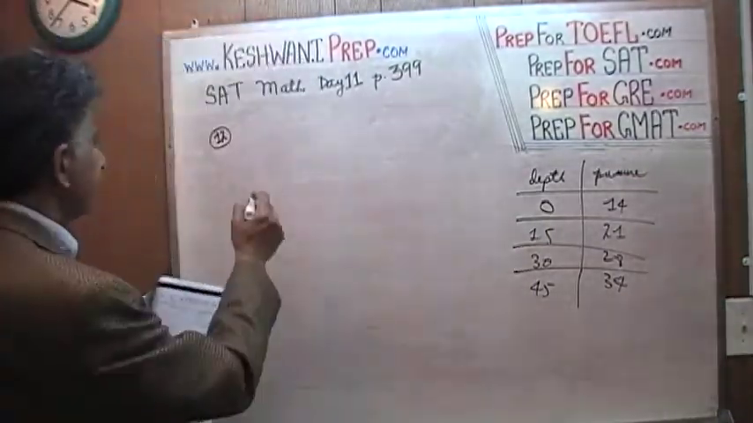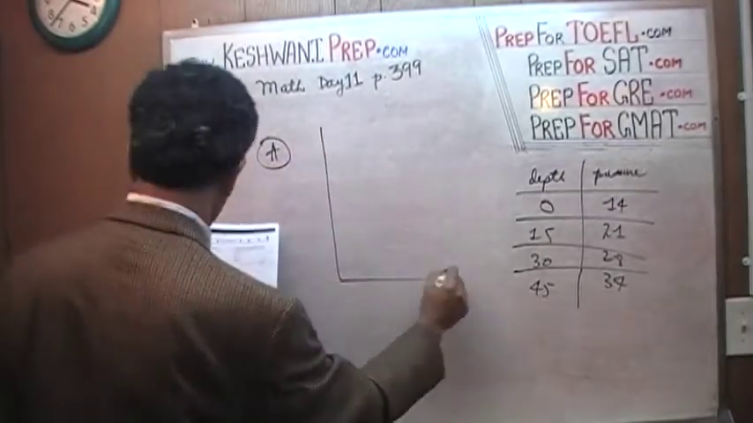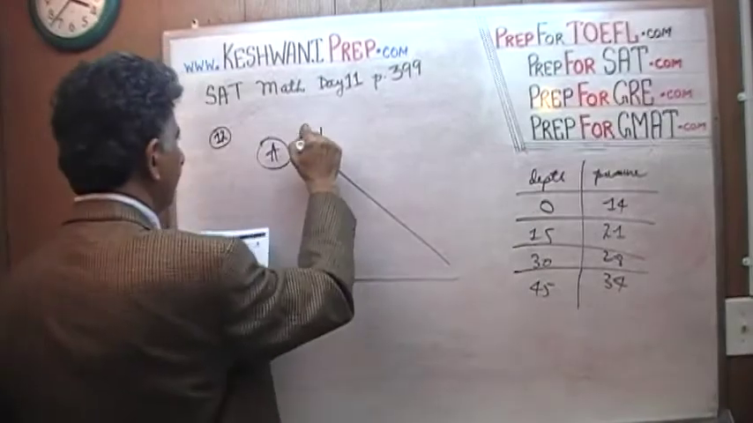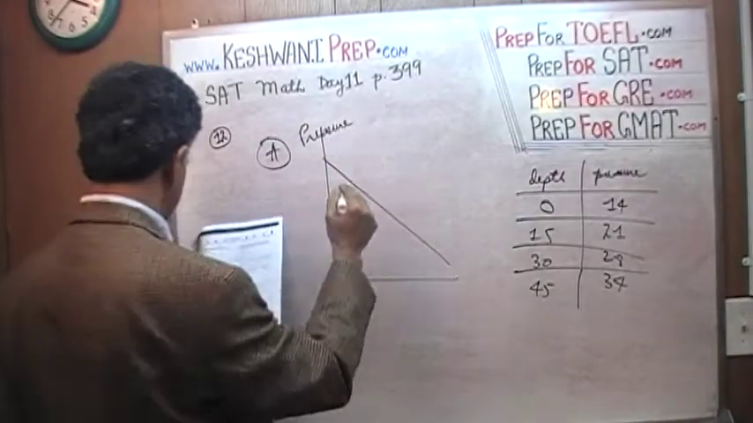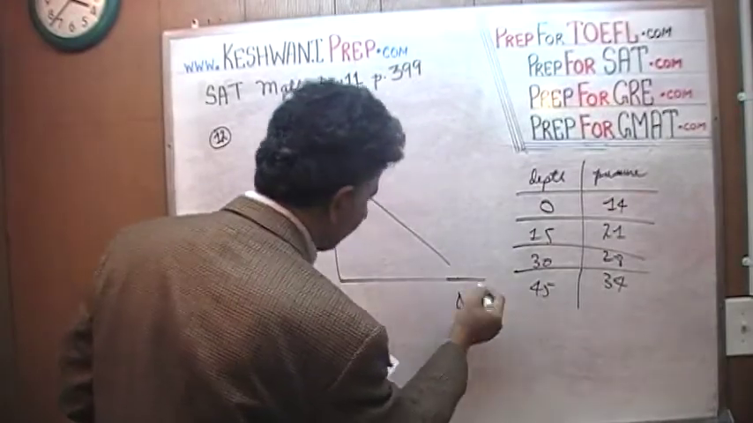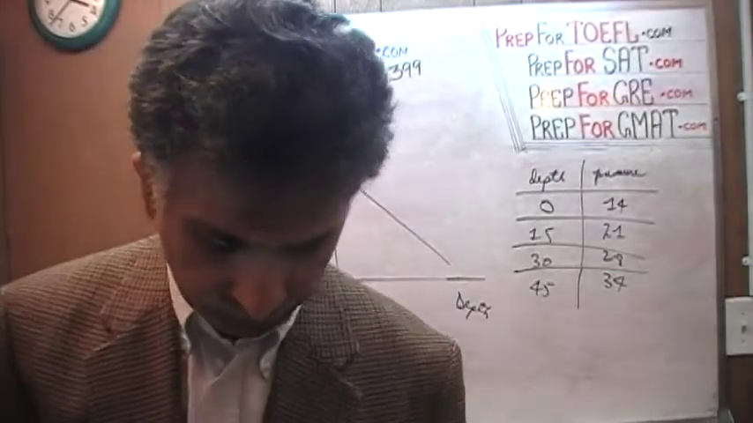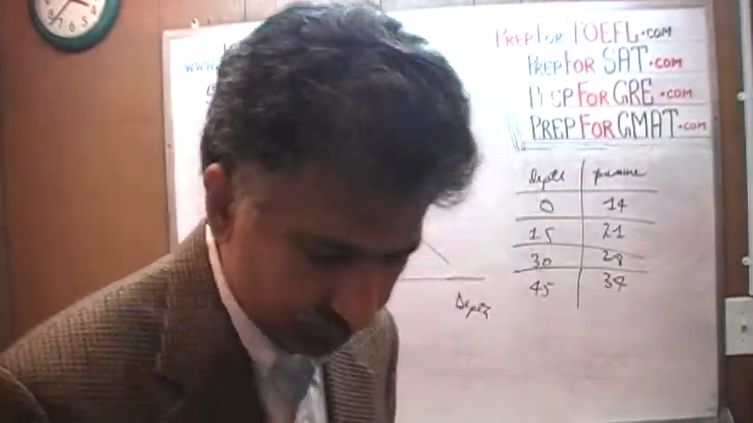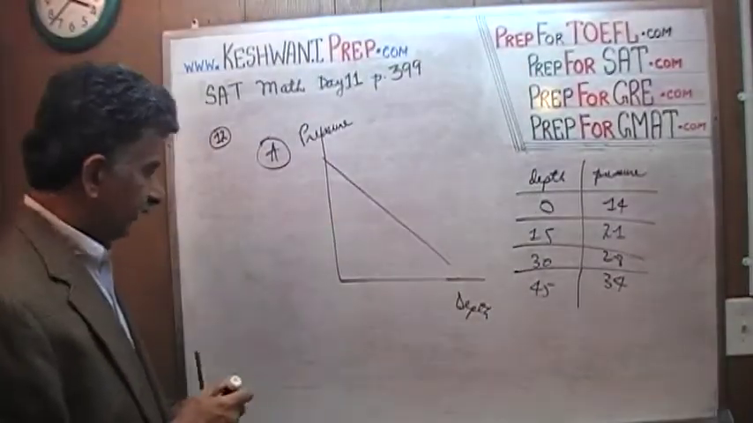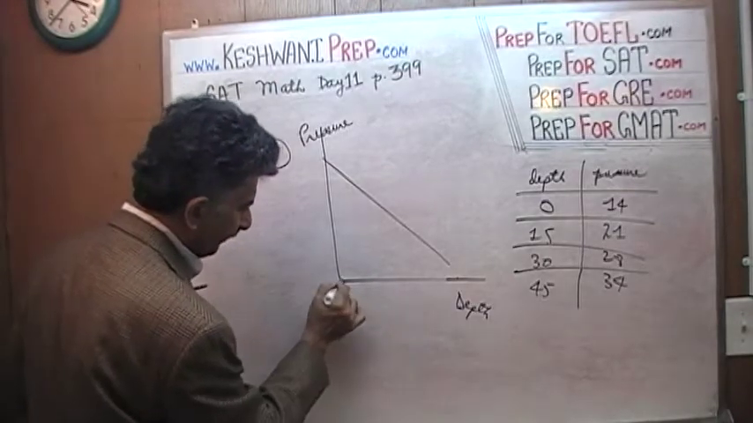Let's look at A. Here's your pressure and here's your depth. On the x-axis we are measuring depth, on the y-axis we are measuring pressure. So what does the graph in A say? It says that when the depth is 0, right here, this is depth, so this right here is 0.